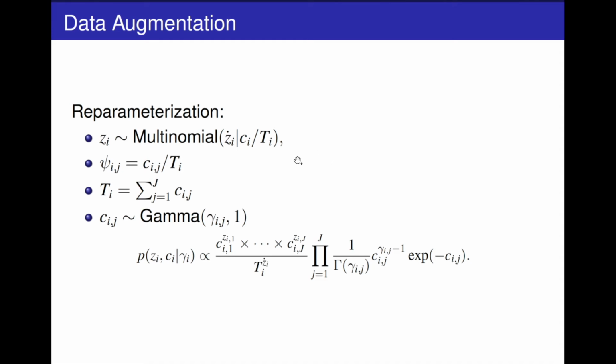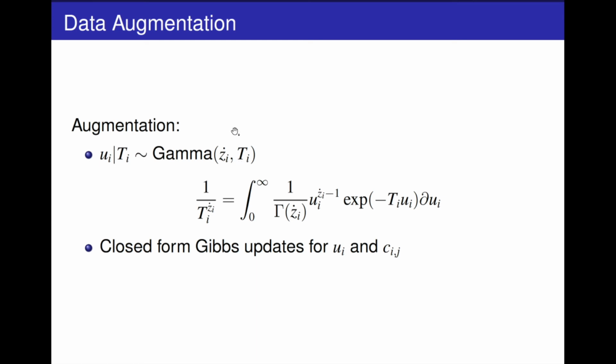Here, we still assume that the zi follow a multinomial distribution, but we'll replace the size with the Cij over Ti terms, where Ti is the sum of the Cij terms over all j for each individual. Next, we assume that the Cij's follow a gamma distribution parameterized with concentration parameter gamma and 1. The tricky part computationally is calculating the Ti to the Zi dot terms at every iteration of the MCMC algorithm.